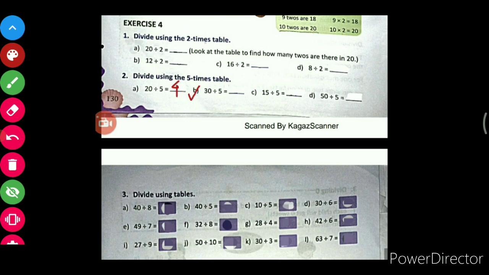Now see B part. With what number if you multiply it with 5 you get 30? 5 6's are 30, so we'll write 6 here. Just like this you have to do C and D by yourself, and these two also you have to do in your classwork copy. Remember, you have to do all these questions in your classwork copy.